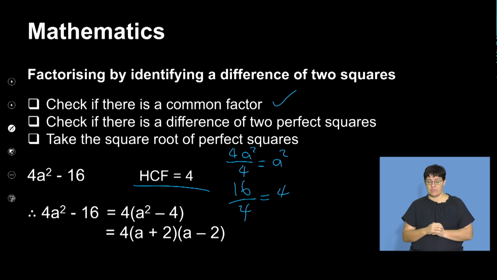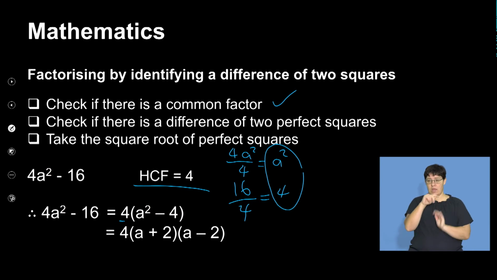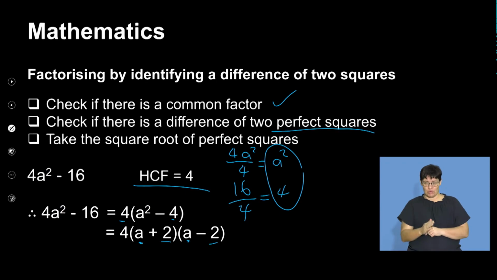So what does that mean? My common factor is outside the bracket. I will have a squared minus 4, which are the terms that I got there. Inside the bracket, is it a difference of 2 perfect squares? Yes, because it's a squared and 4. So I need to find the factors of a squared, which are a and a, and the factors of 4, which are 2 and 2. And then my signs will be a plus and a minus.